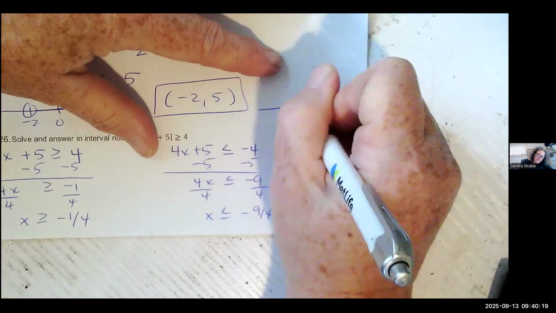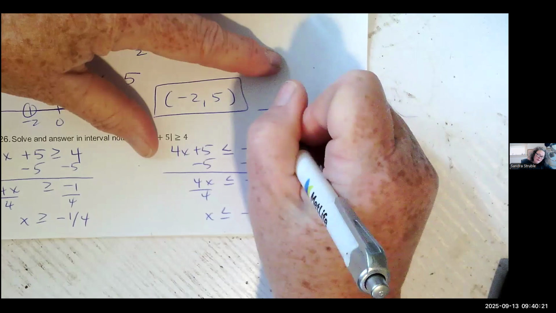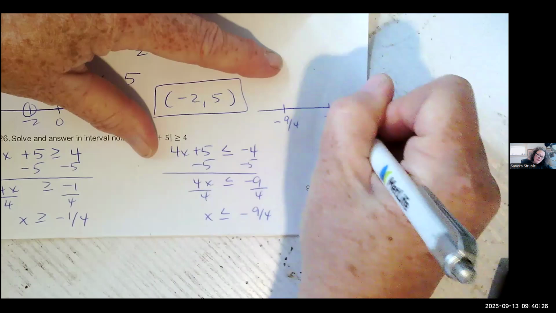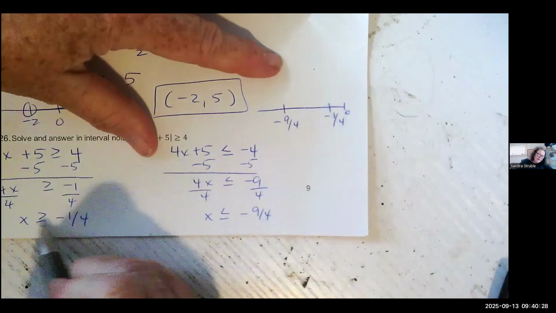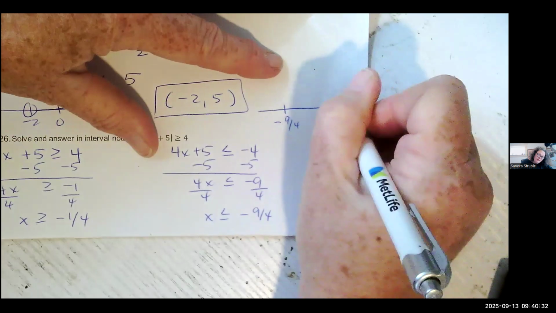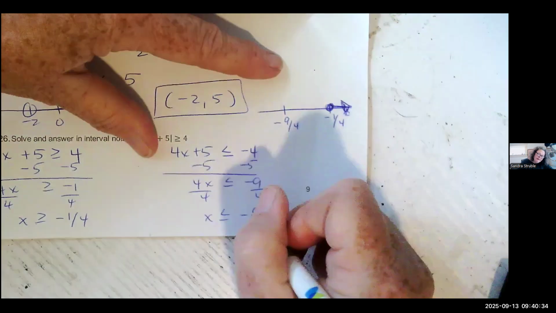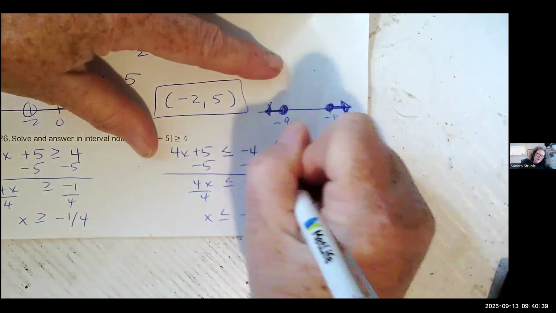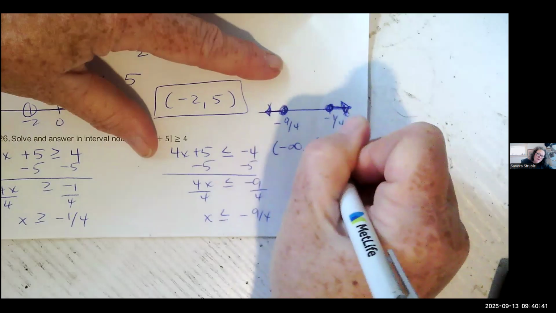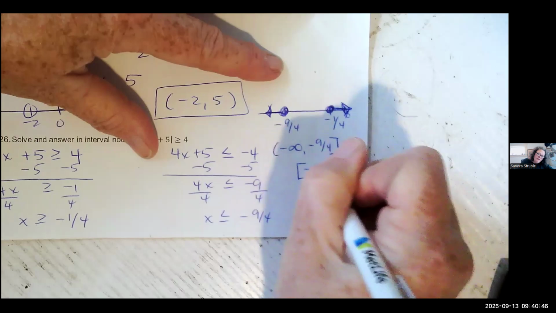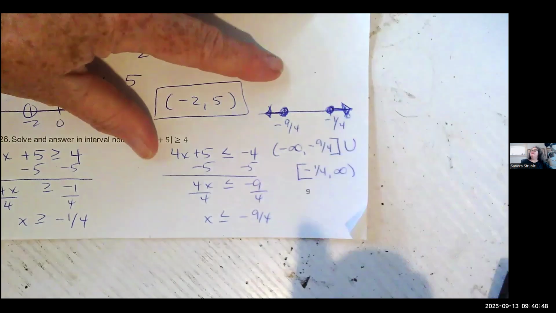Number line: we've got negative 9/4, we've got negative 1/4 and zero here. Notice x is greater than or equal to, and it's going this way. x is less than or equal to, so it's going this way. So negative infinity to negative 9/4, bracket, union, bracket, negative 1/4 to positive infinity. Okay, that's your answer.